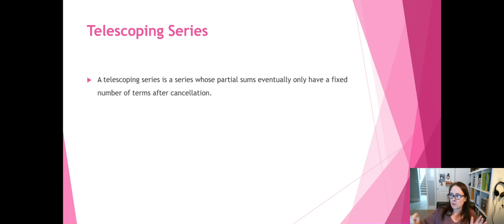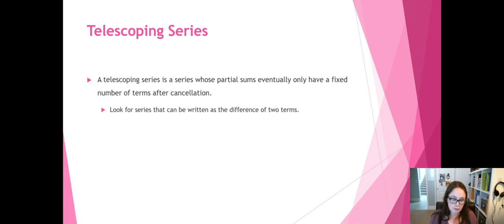If I start listing out all the terms that are being added together for the series, if things start to cancel out, then I'm probably dealing with a telescoping series. So we want to look for something that has a difference of two terms, or that can be written as a difference of two terms inside of your summation notation.